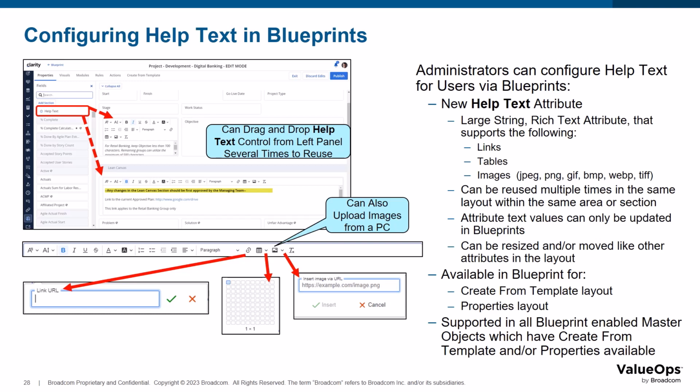It's a large string rich text attribute that supports things like links, tables, images, and the types of images that it supports are JPEG, PNG, GIF, BMP, WebP, and TIFF. It is important to note, though, that the only place that the text for this attribute can be updated is in the blueprint. The user will not be able to update it.